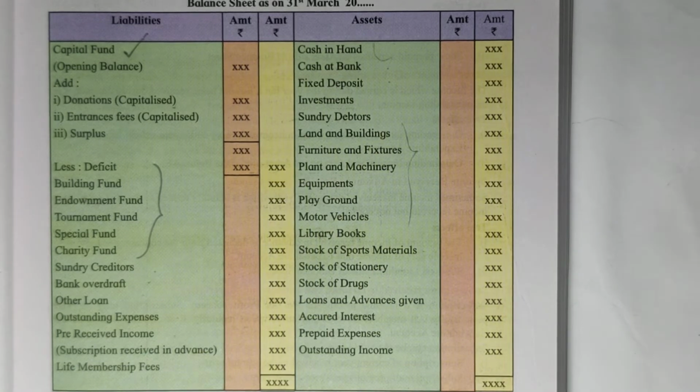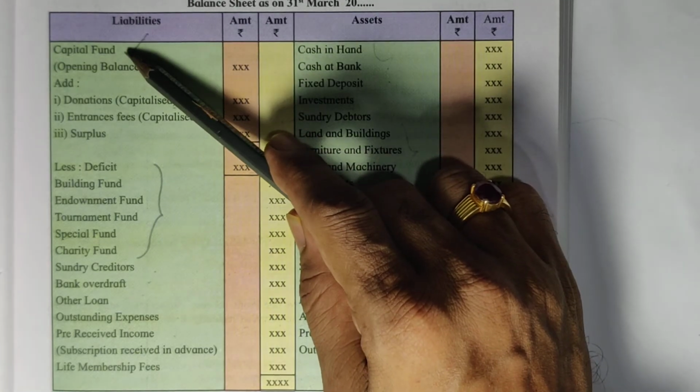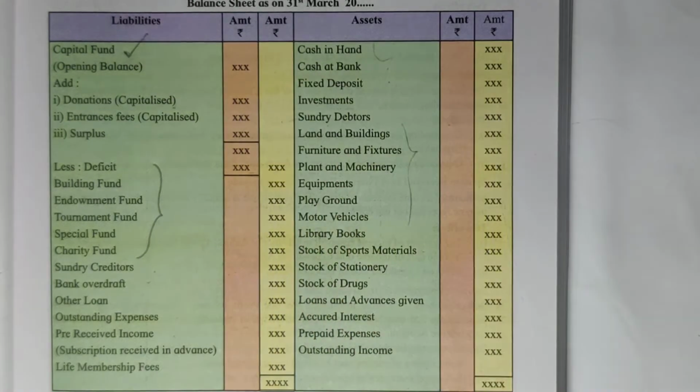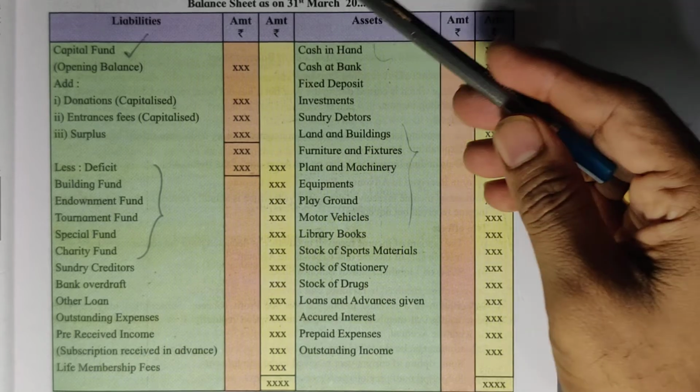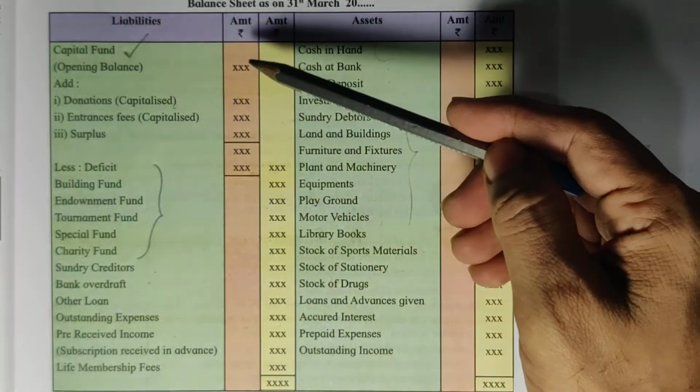If in any question the opening capital fund is not given, then we have to prepare a balance sheet. We have to deduct all outside liabilities from all the assets. The balance will be the capital fund, and this is transferred to the current year's capital fund.